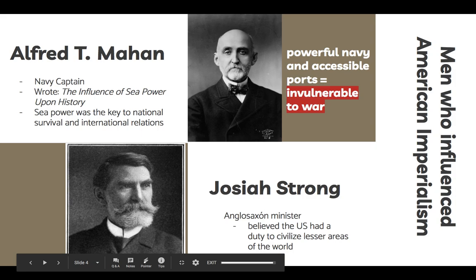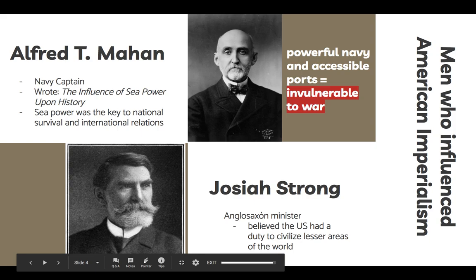Now, there were some Americans who were very, very strong advocates of American imperialism, so pro-imperialism, and this was Alfred T. Mahan, okay, and he was a Navy captain, so you can imagine his reasoning goes along with the military. He wrote this whole book just about the influence of sea power upon history and why it's important to have a strong Navy. He believed sea power was the key to national survival and international relations. Like you have to have power over the seas to be successful.